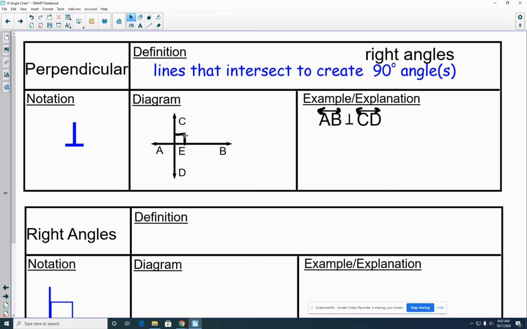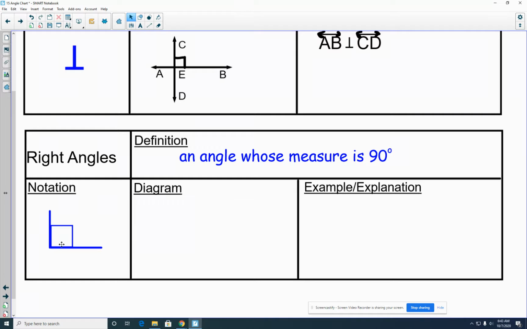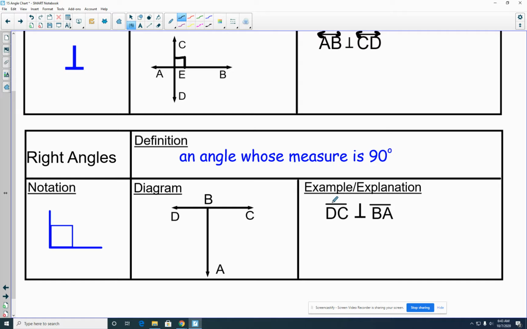So now this little box is going to lead us to right angles. Perpendicular lines form right angles. A right angle is simply an angle whose measure is 90 degrees. We show that we have right angles by putting in this little box. So if I show you this, and I tell you that these two, really we have a ray and a line, are perpendicular, so let me put line CD and ray BA, my right angles are formed where the two intersect, right here at B. Put a right angle here and a right angle here.